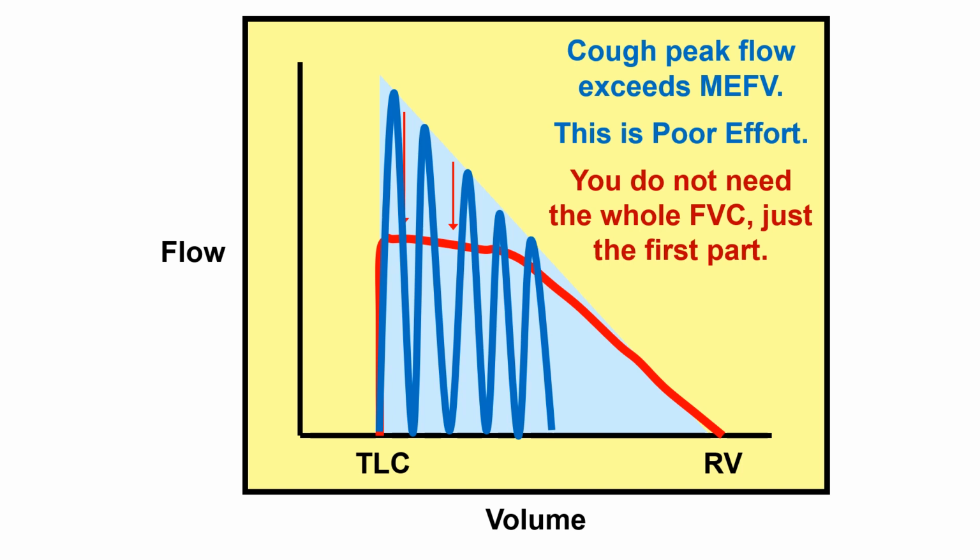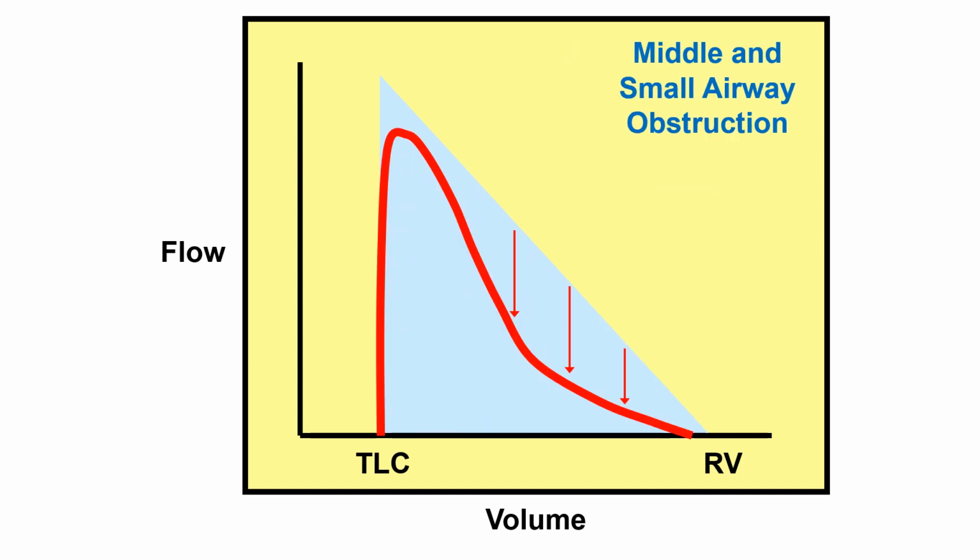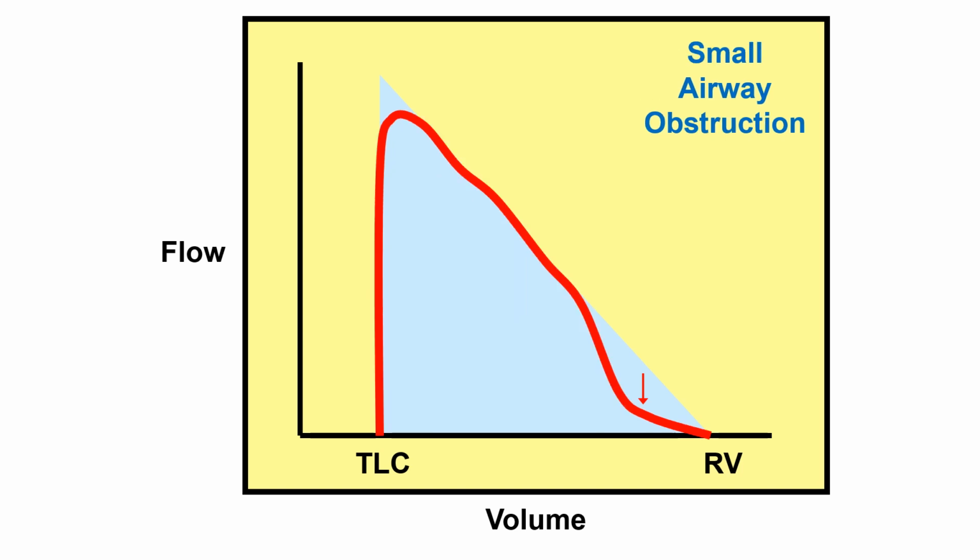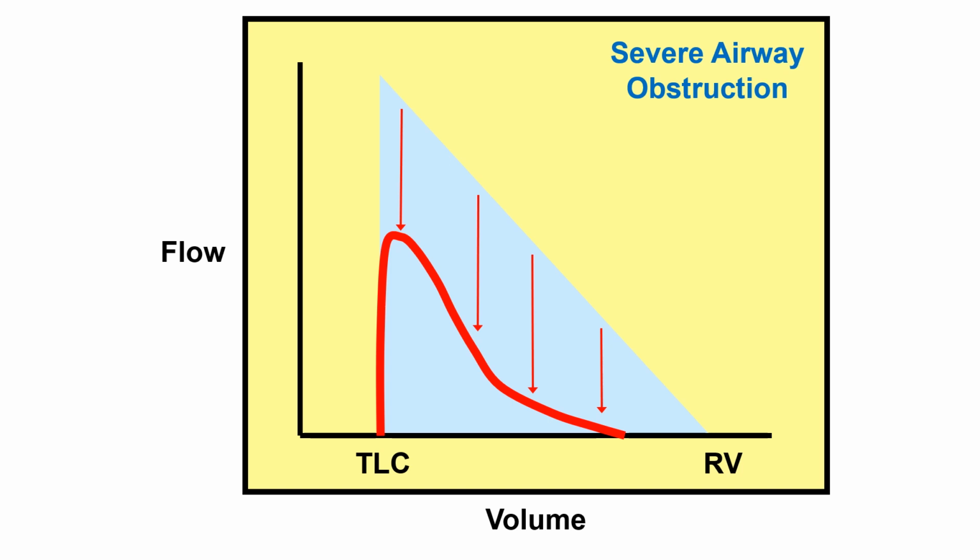So you don't need the whole forced vital capacity curve, just the first part. I think you can see for either of those we can answer the question if we just get the cough flows in this range. Middle and small airway obstruction, so it deviates from the predicted in the middle and small airway region. This would be isolated small airway obstruction. We actually don't see this very often, but theoretically that's what it would look like.